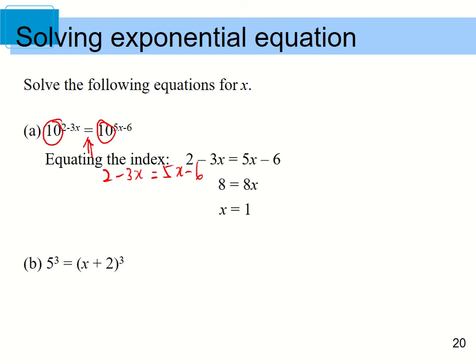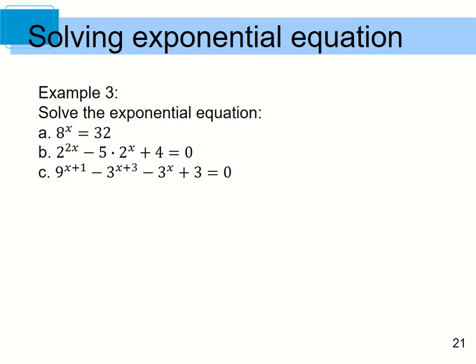Okay, so the x is 1. Now the other approach is, if the base is not equal but the exponent is equal, we can also compare and say that 5 is equal to x plus 2. And from here we can find the x.